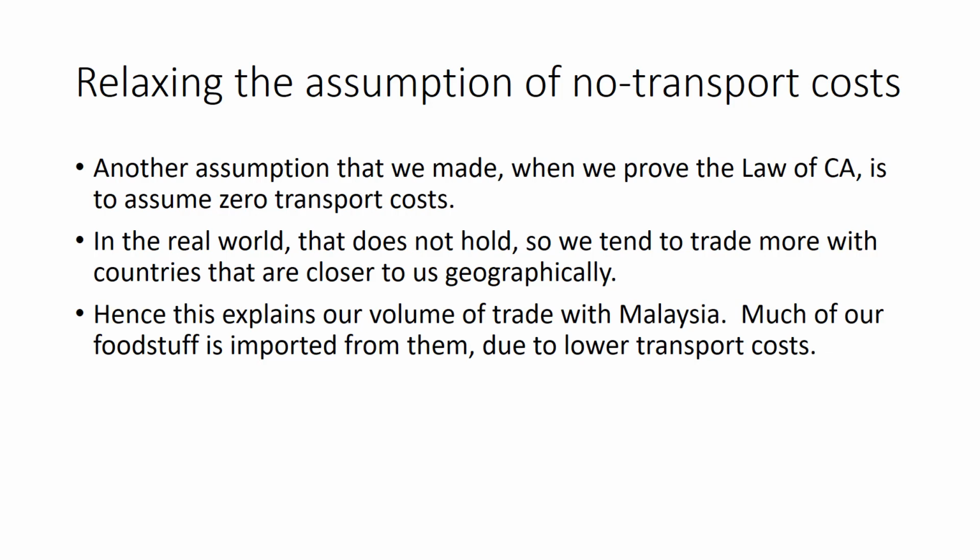We relax that assumption. The other assumption we're going to relax now is the assumption of zero transport costs. One assumption we made when we proved the law of CA is that there's no transport cost. In the real world, that doesn't hold. So we tend to trade more with countries that are closer to us geographically. This explains our huge volume of trade with Malaysia.